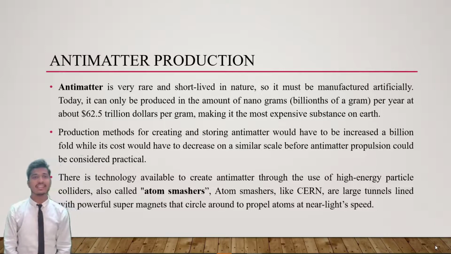Antimatter is exceedingly rare and short-lived in nature. So it must be manufactured artificially in the Large Hadron Collider, which is the world's largest and highest energy particle collider. Today, it can only be produced in the number of nanograms per year. There is technology available to create antimatter through the use of high energy particle colliders called atom smashers.